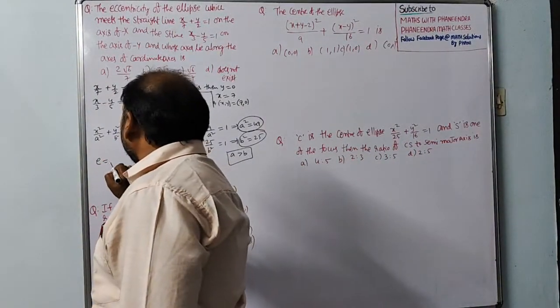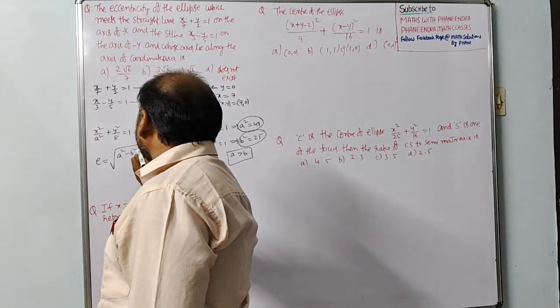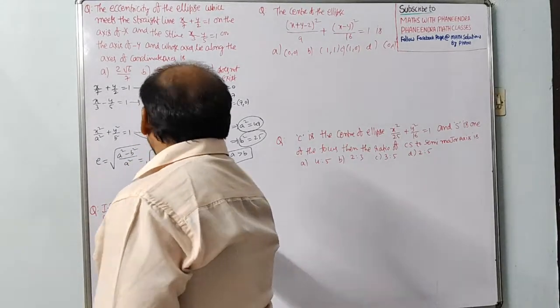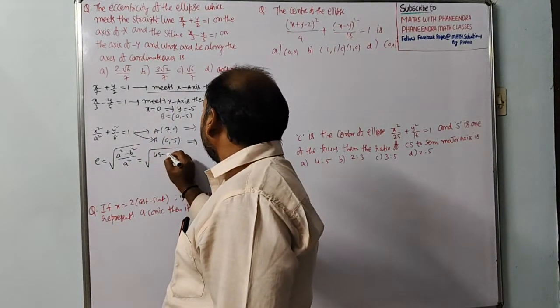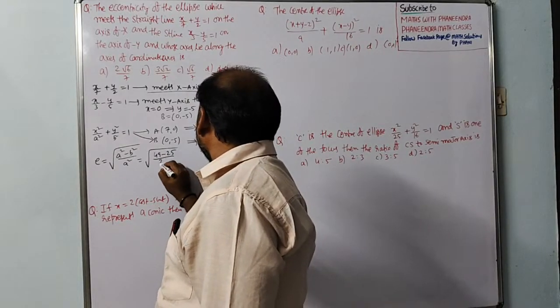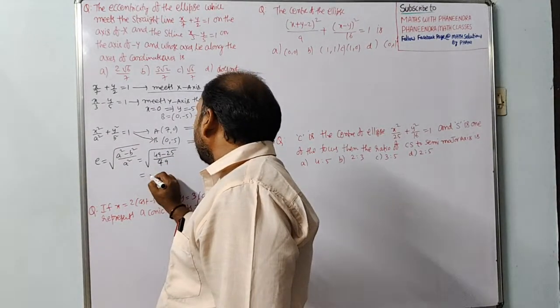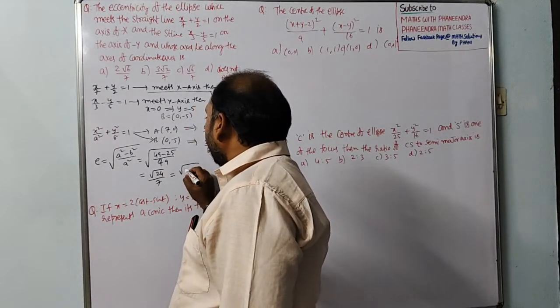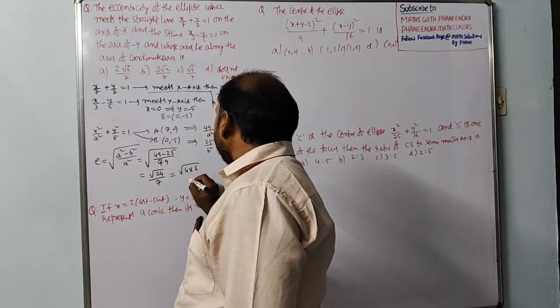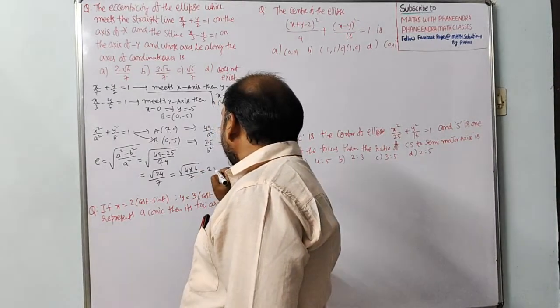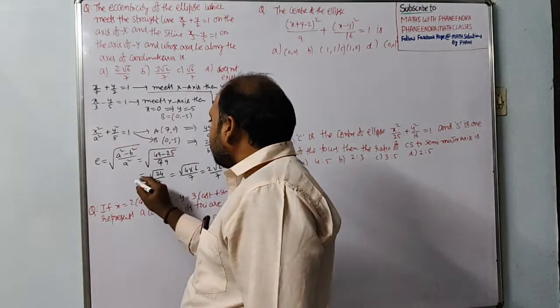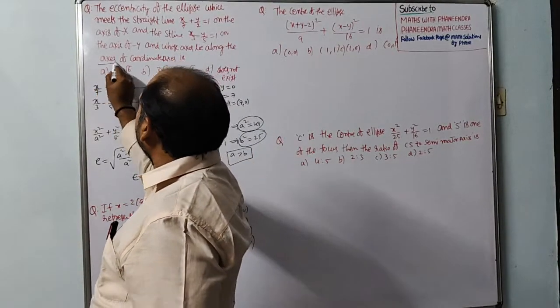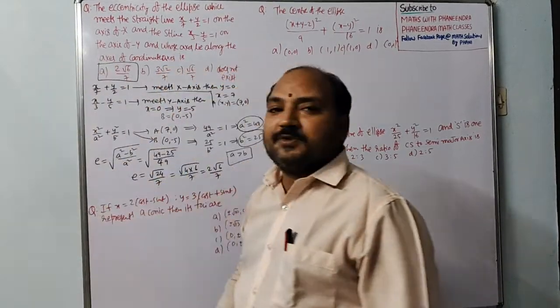So e equal to root over a square minus b square by a square. So root of 49 minus 25 divided by 49. So root 24 by 7. Root 24 we can write it as 4 times 6, by 7. 4 bring outside, 2 root 6 by 7 is the eccentricity. It is there in the first option, dear students.